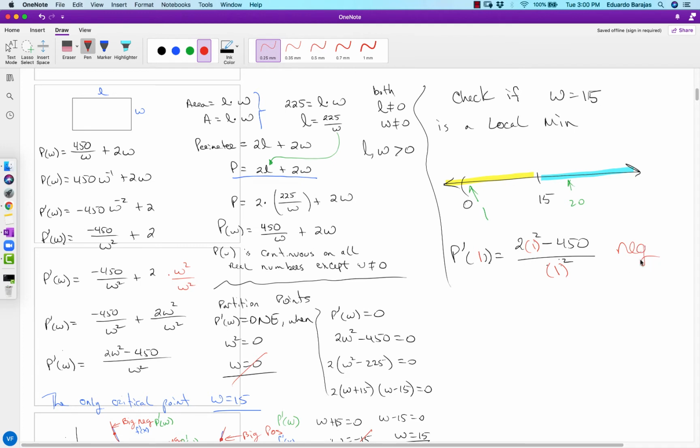That's all that really matters, right? So we've established that the first derivative is going to be negative there. So p prime of w is negative there. This is the w axis.